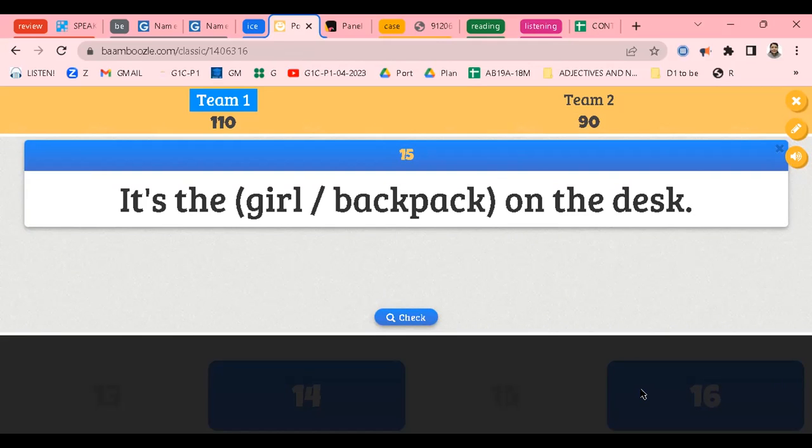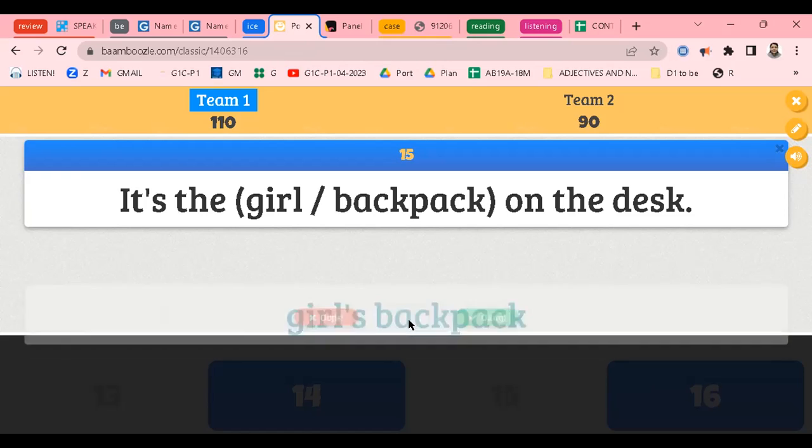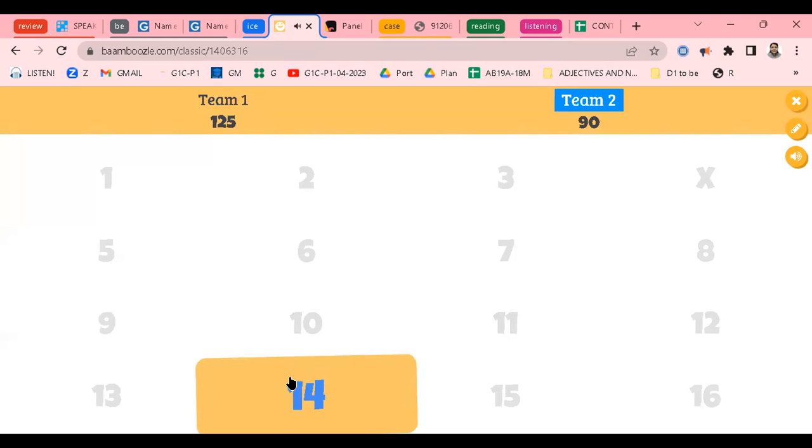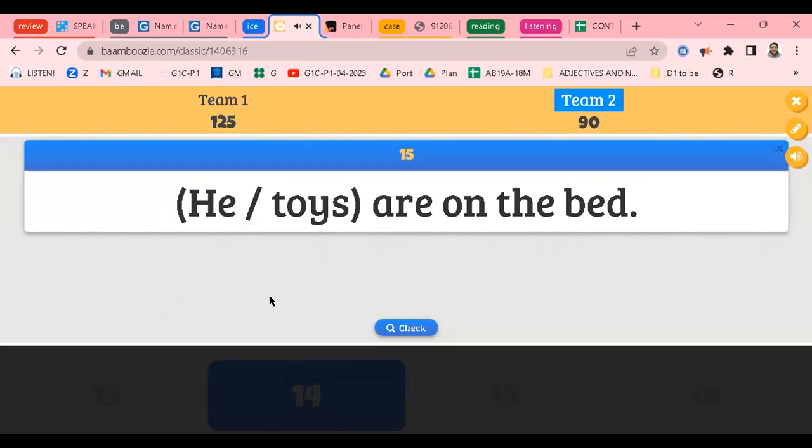Girls backpack. Okay. Perfect. And team two. His toys are on the bed. Are on the bed. His toys are on the bed. Team one.